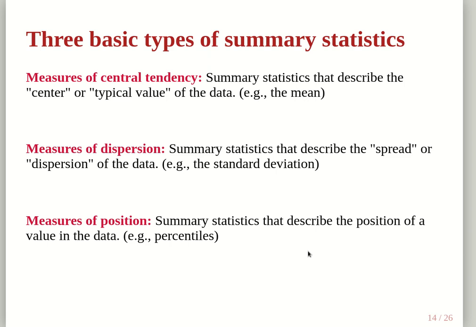There are three main types of summary statistics we're going to be covering today. The first ones refer to measures of central tendency, which provide information about the center or the typical value of the data. An example of this type of summary statistic would be the mean.